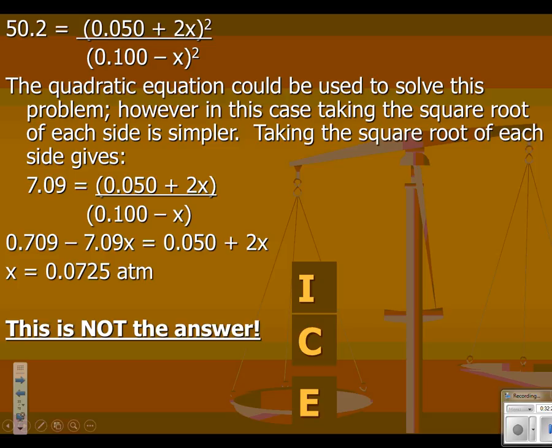That's not your answer. This is not my answer because what did we have in the ICE? Right. It's merely the change. So we're going to take and put our ICE back up here, hopefully.